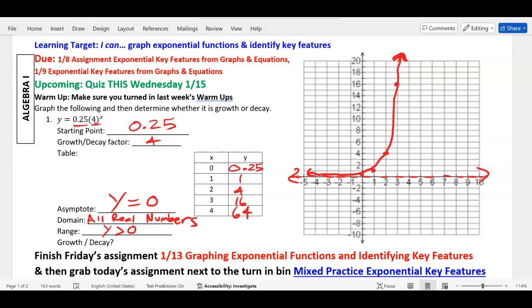So sometimes people put the infinities. Sometimes people put it in interval notation. Sometimes it's this inequality notation, but you just have one number there. Y is greater than 0. Last question, is this growth or decay if it's going up to the right? Growth, right? This growth factor is greater than 1. It's going up to the right, so it is growth, okay?